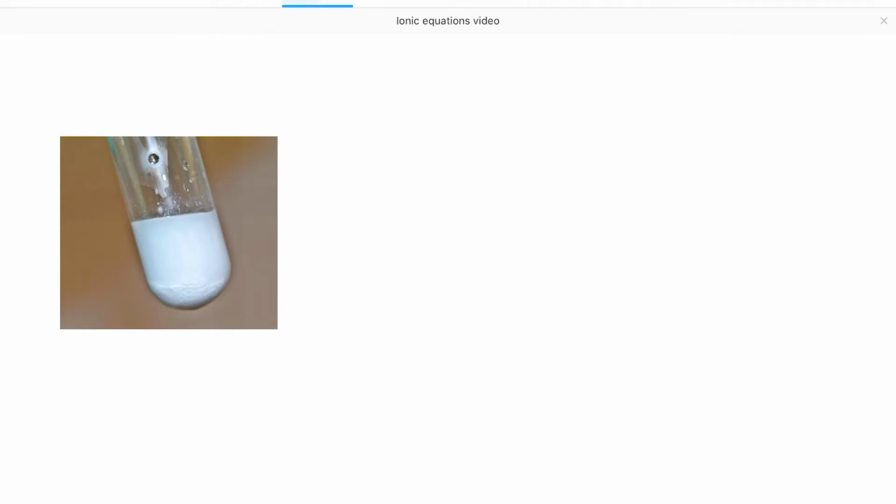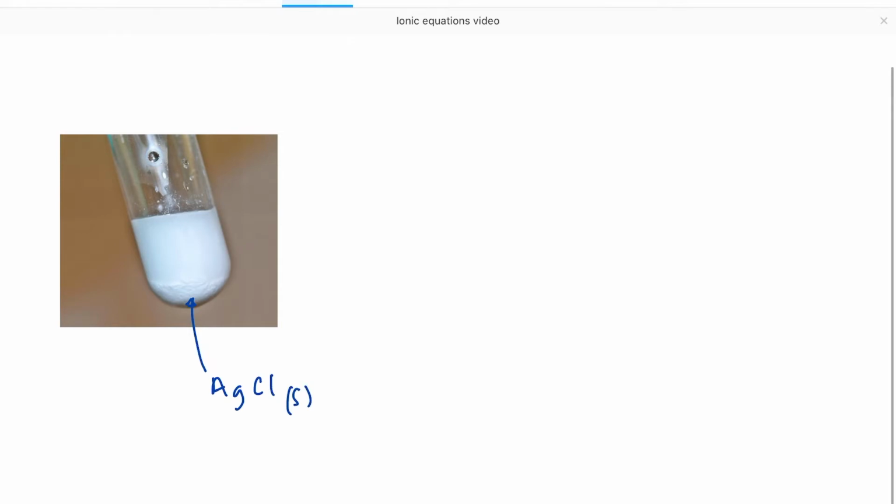A precipitation reaction happens when a precipitate, or an insoluble ionic salt, is formed when two solutions are mixed. I've got a photograph here, and this is a precipitate of silver chloride. We can tell quite clearly it's a precipitate because I can't see through the solution. It's cloudy. The solid is slowly starting to fall out of solution.